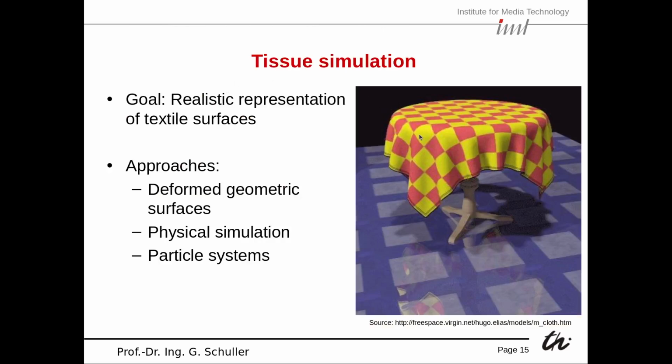Here's an example for tissue simulation. Here you have a tablecloth, right? So this is on top of the table, and then at the side of the table it hangs down. And basically here we have this tablecloth modeled as those point masses and springs. Yeah, so the approaches here are deformed geometric surfaces, a physical simulation, and particle systems.